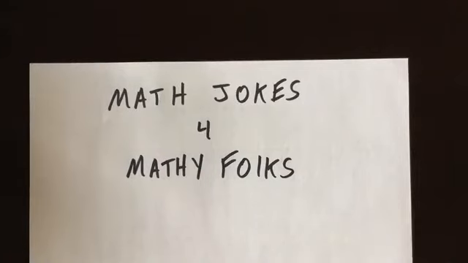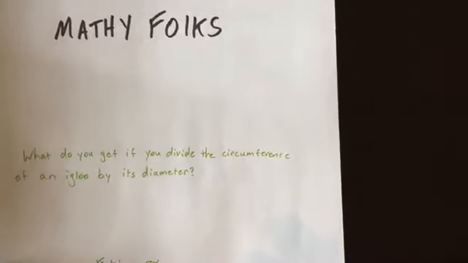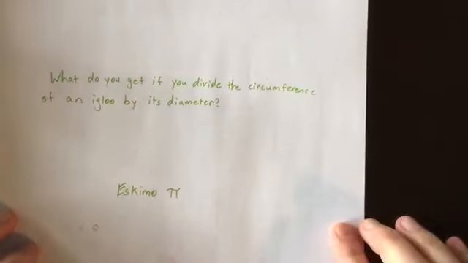Okay, so today we've got our math joke for mathy folks. What do you get if you divide the circumference of an igloo by its diameter? Eskimo pie.